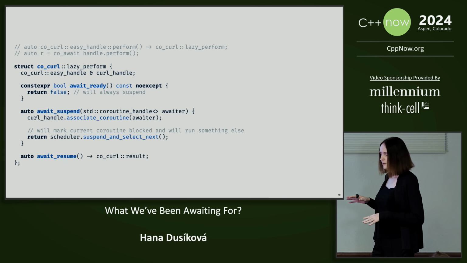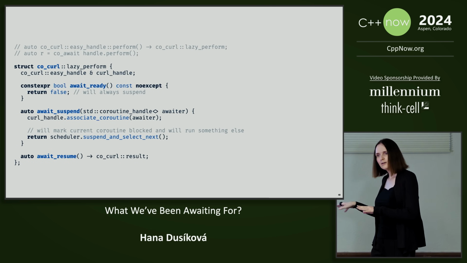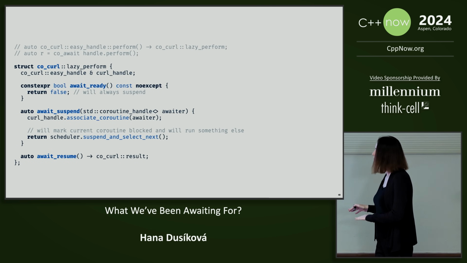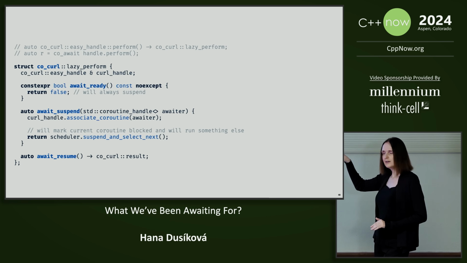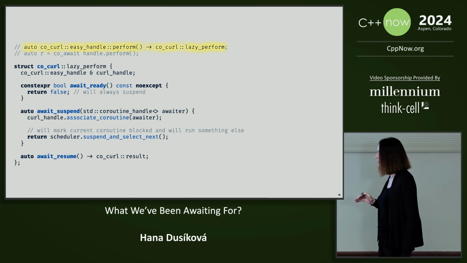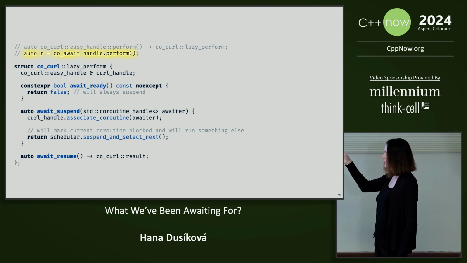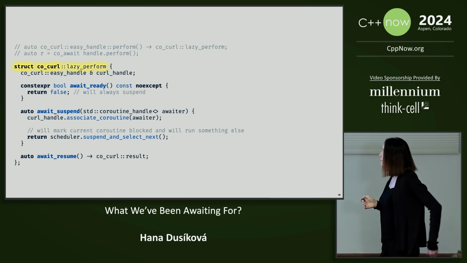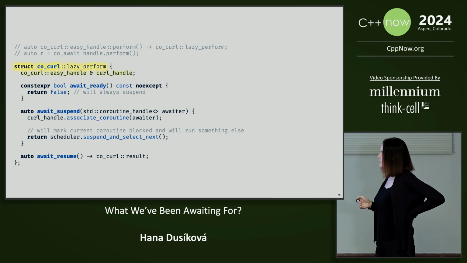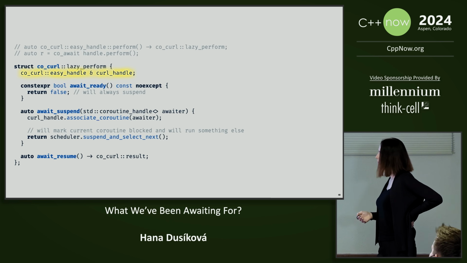So I will go a little bit to something else now, but we will get there. Let's have the easy handle perform function, which will return a lazy perform object. You call it handle.perform, co_await on the result, get the result. And lazy perform takes the reference to the easy handle from the caller.